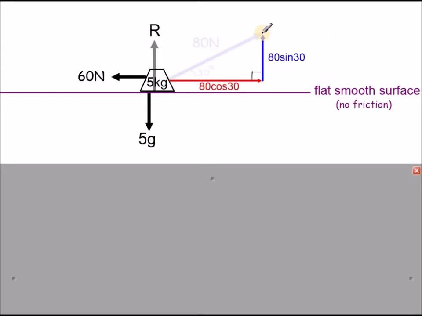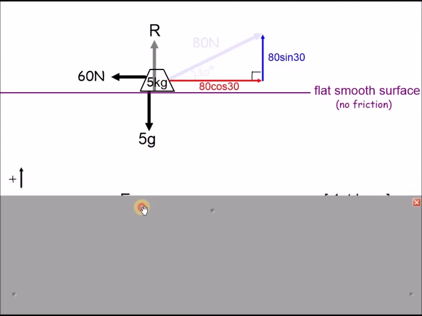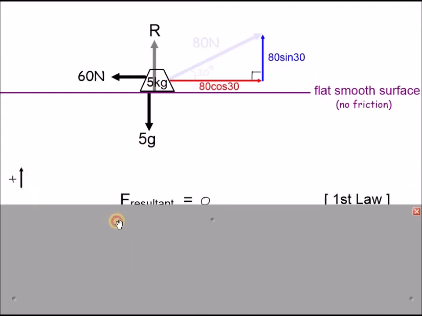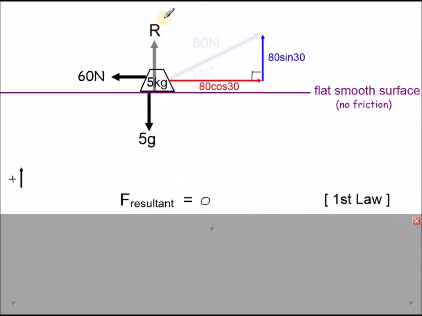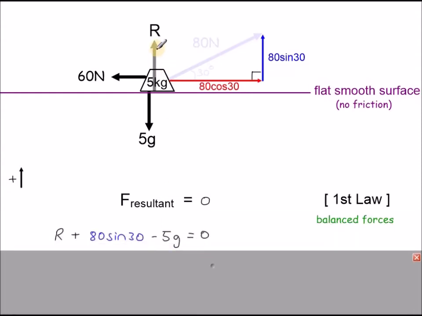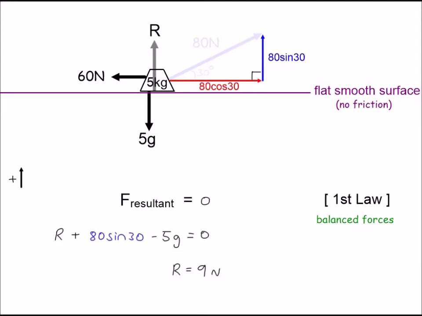So now when we look at the vertical forces, we have R and 80 sin 30 both pointing upwards, and 5g, the weight of this block, pointing downwards. So again, using Newton's first law and taking the upwards direction as positive, we know the resultant force vertically will be 0. There's no acceleration vertically. So we have R plus 80 sin 30 minus 5g. All of these forces are balanced, so that equals 0. R is equal to 9 newtons.